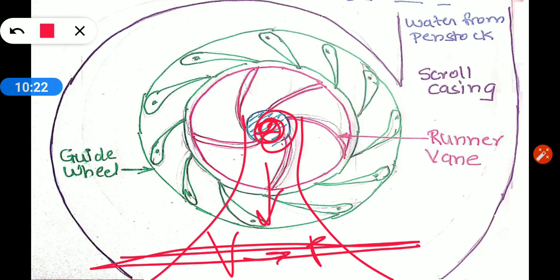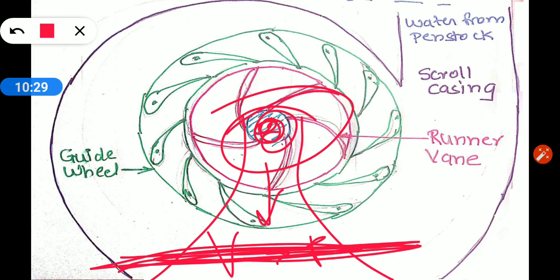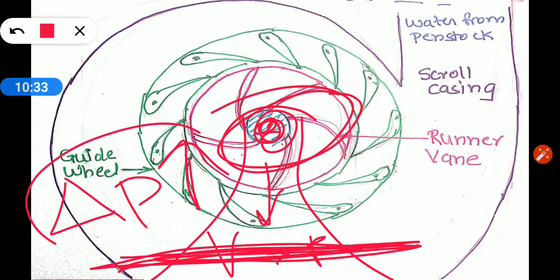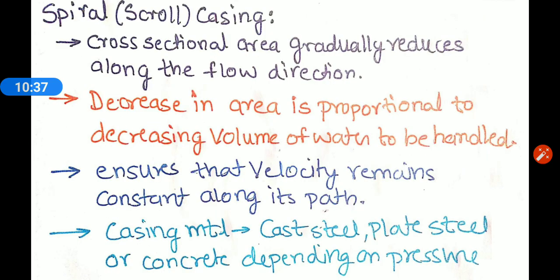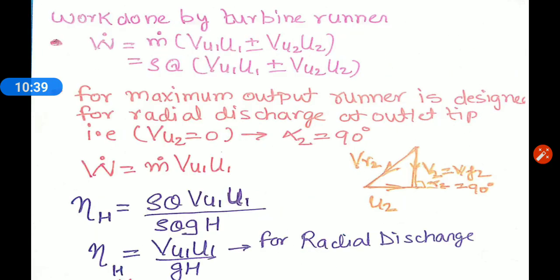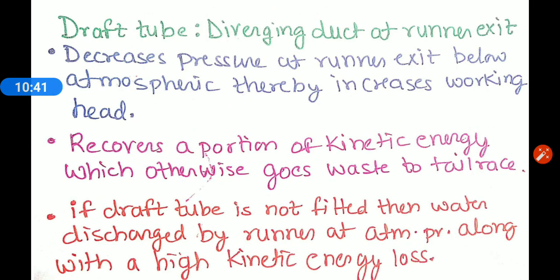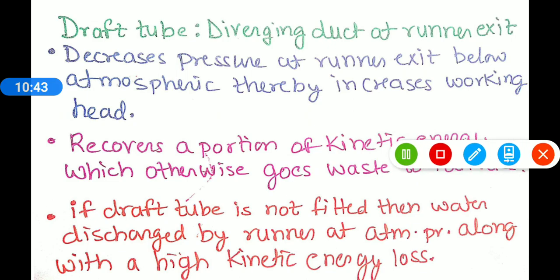So if the pressure is atmospheric or above atmospheric here, then at the runner exit it must be negative. Because of negative pressure, what would happen now? Delta P will increase, and that increase in delta P will increase the work output. So that's why we are using the draft tube. We'll understand it in detail. That is the function of the draft tube.